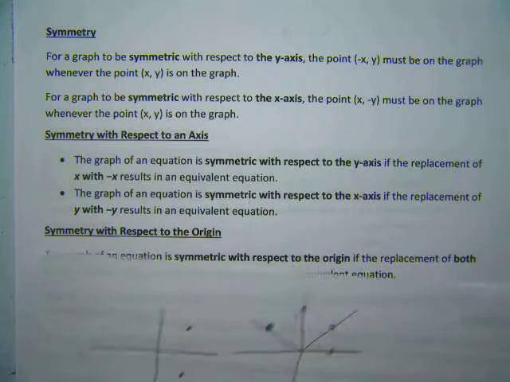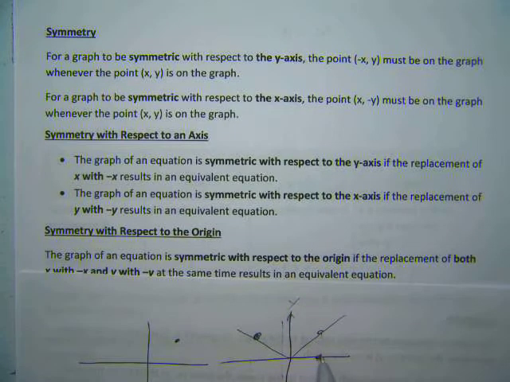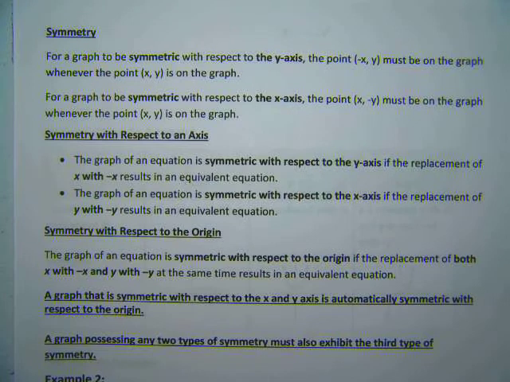So what we do is the replacement of x with negative x. If you replace x with negative x and the equation is still the same as what we started with, then we have symmetry with respect to the y-axis. And the opposite, symmetric with respect to the x-axis if the replacement of y with negative y gives you the same thing. Now we have one more symmetry, and that is symmetric with respect to the origin.